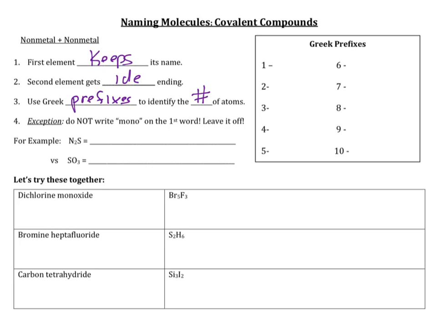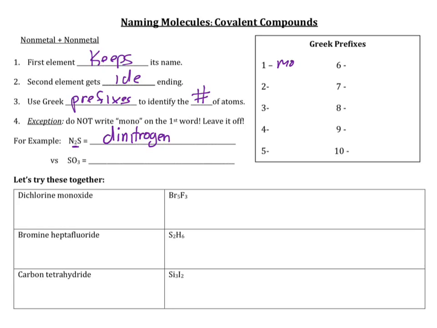So here's an example. There's two nitrogens here. So the first element keeps its name. So it's going to be nitrogen, but it's not just nitrogen, it's dinitrogen. All right, it's dinitrogen. And before we continue, let's go ahead and go through the Greek prefixes here.